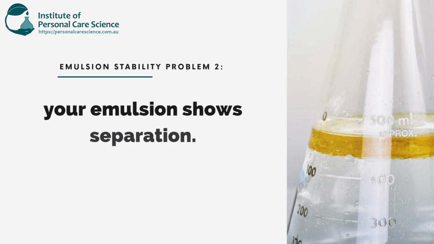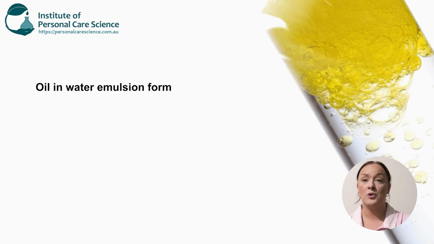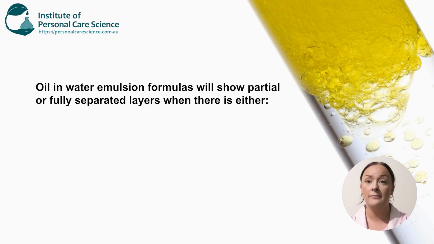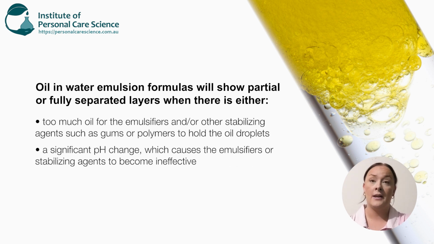Now, my emulsion stability problem 2 would be signs of separation. An oil and water emulsion will show partial separation or fully separated layers. Now, this can be from a few different reasons. It could be that there's too much oil for the amount of emulsifier or other stabilizing agents like polymers that you have in your formula, or it could have been quite a significant change in pH which has caused the emulsifiers or stabilizers to be less functional and ineffective.